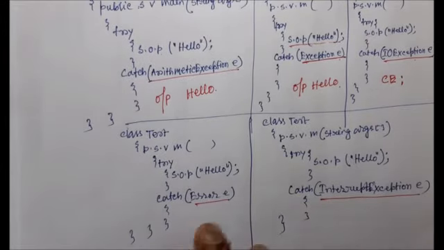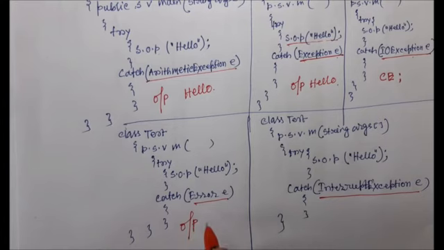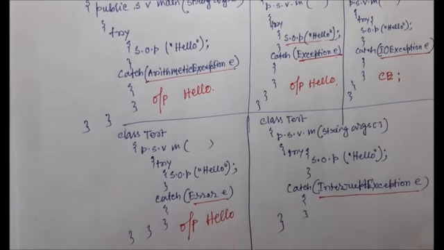Next is Error. When we use Error as an exception object, Error is unchecked, so the compiler will not report it, so I will get the output hello.